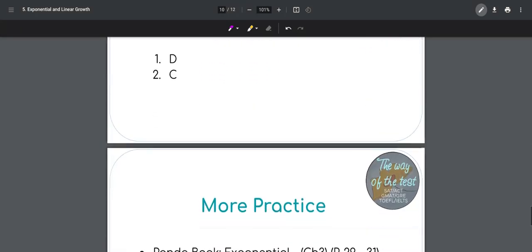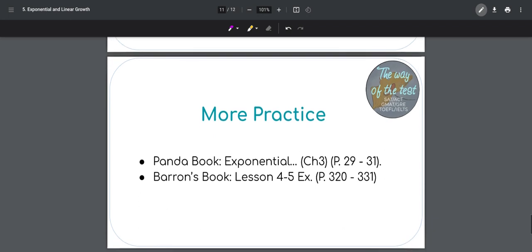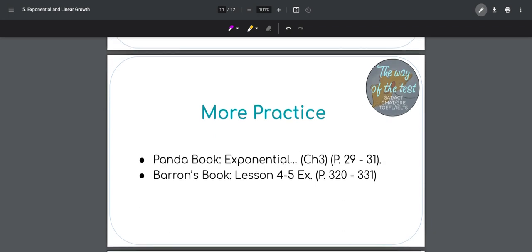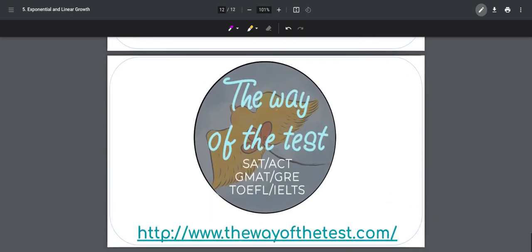And if you want to do more practice, you can do these pages from the Panda book or from the variance book. And we're going to continue with the next topic in the theory.